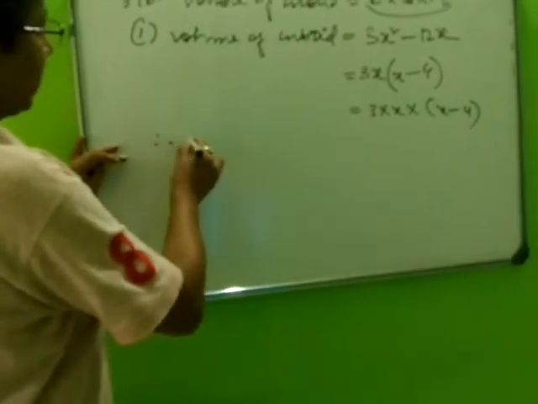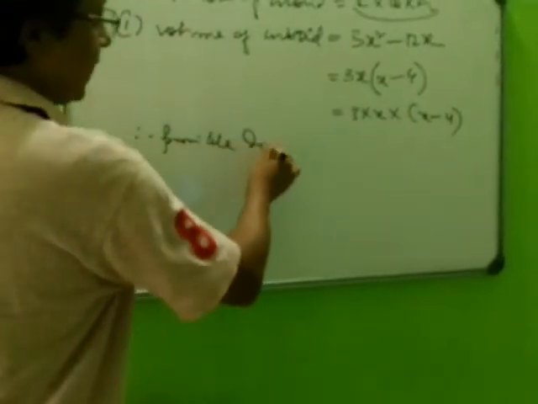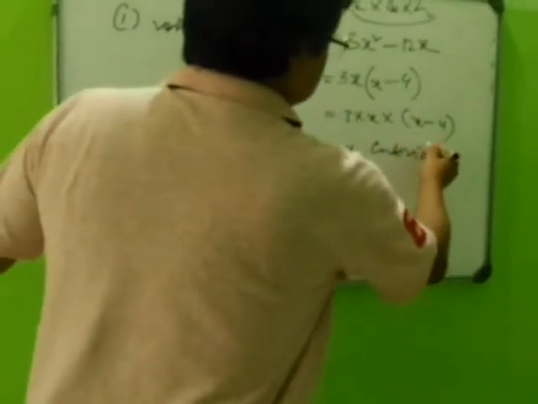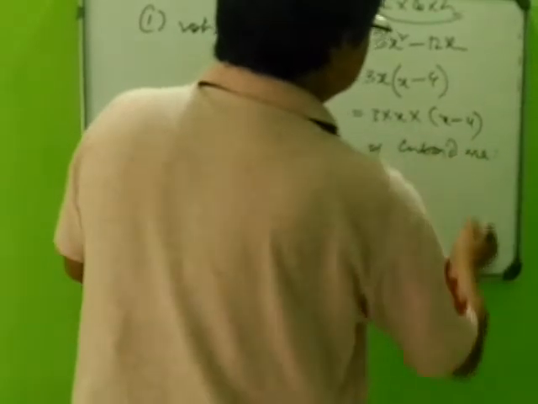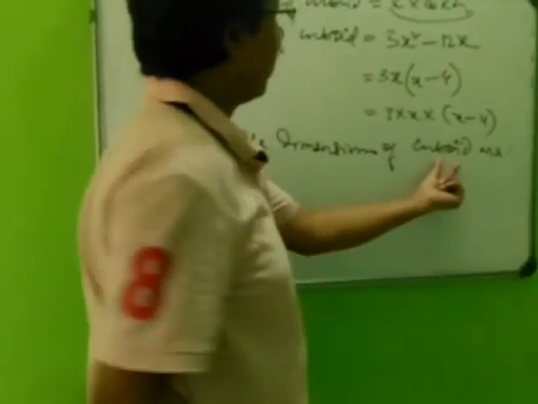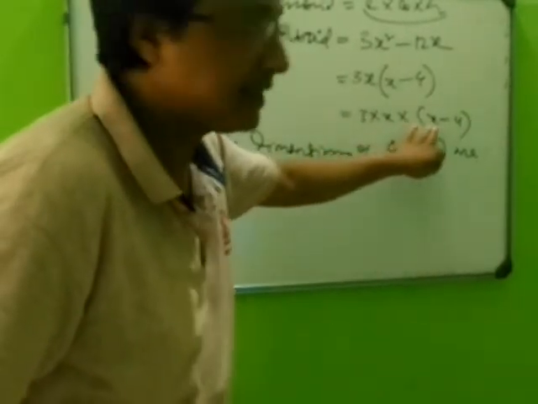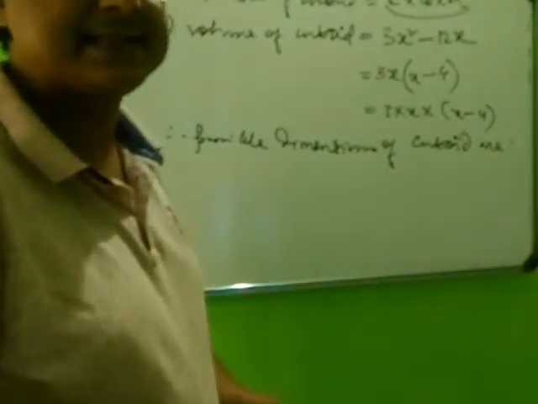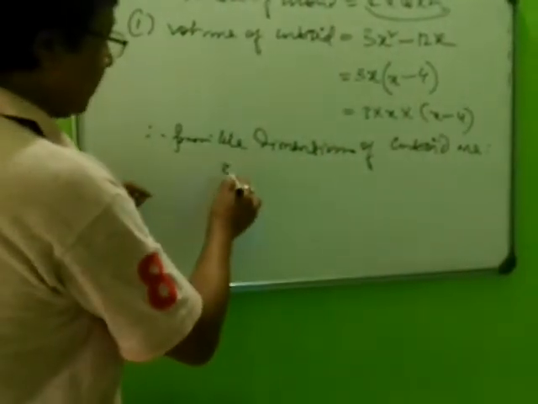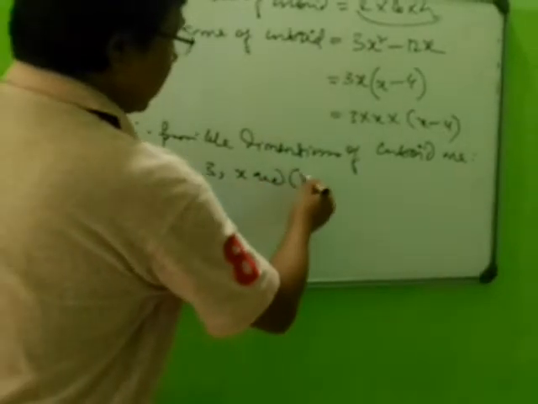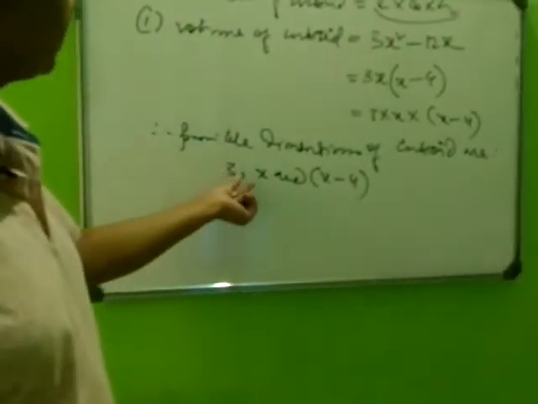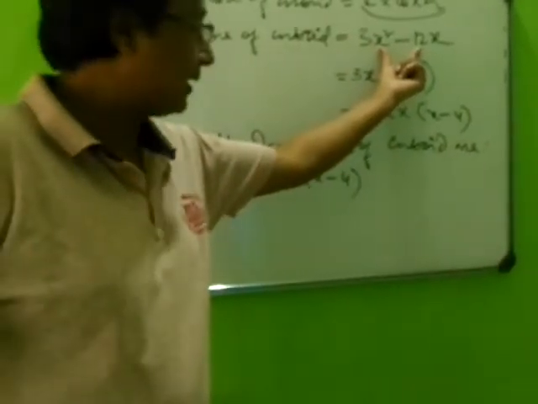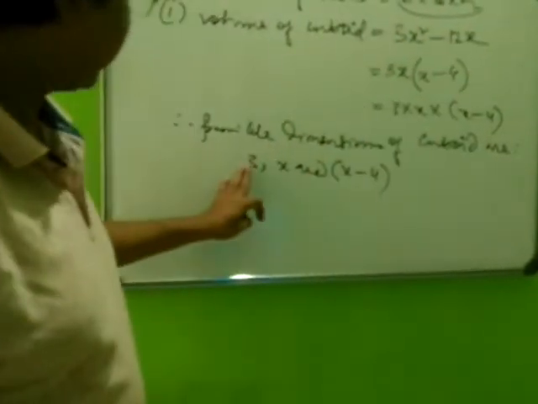So the possible dimensions of the cuboid are, you take as length, breadth and height. That is why you will say simply dimensions. So here 3x and x minus 4. So these are the three possible dimensions you have got from this expression. So length, breadth, height.